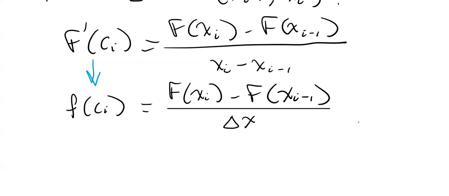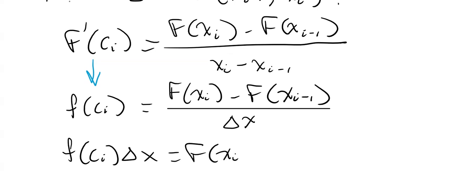So now I'm just going to do a little algebra. I'm going to multiply both sides of this equation by delta x. So I have over here f of c sub i times delta x equals f of x of i minus f of x of i minus 1.